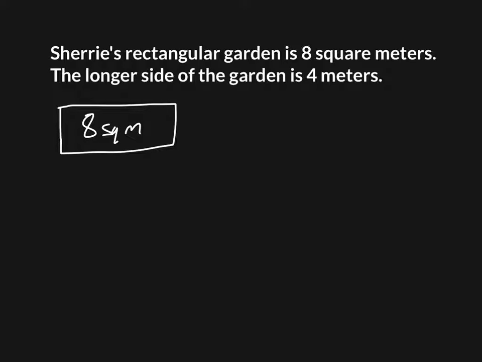Now it gives me some other clues. It tells me that the longer side of the garden is 4 meters. So I'm going to go ahead and label this side 4. I'm going to break this up into 4 equal sections. And then I need to ask myself, 4 times what would get me 8 square meters? And the correct answer is 2. So this garden is 4 meters by 2 meters, which gives me an area of 8 square meters.